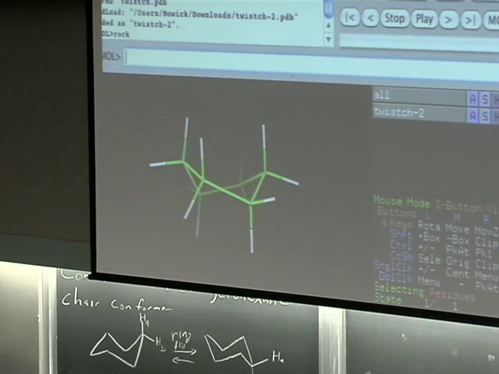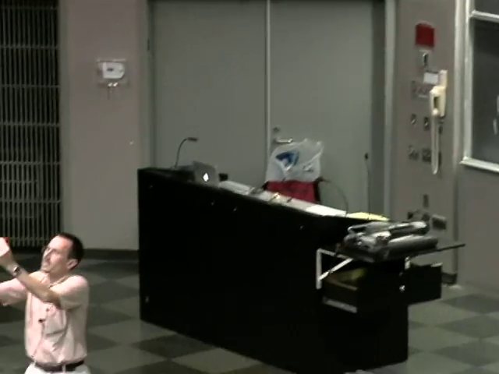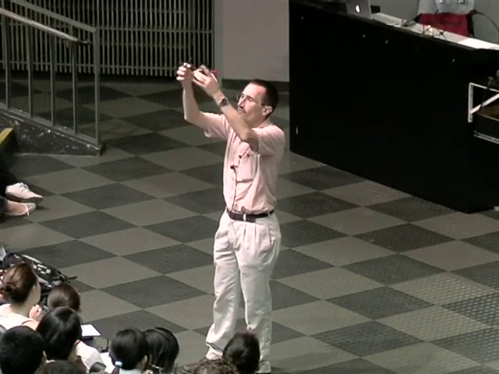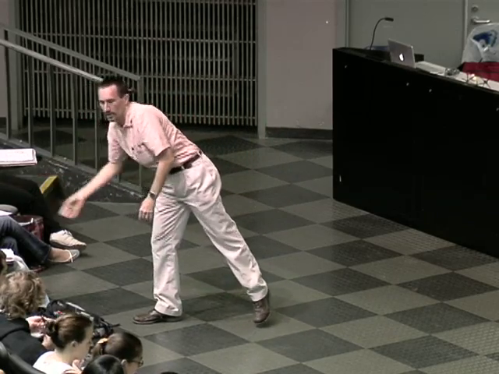That's a twist boat. So yeah, this is a boat. And the really bad thing about a boat is you have eclipsing interactions. Remember those eclipsing interactions in ethane that were really bad where the H's line up? So you've got hydrogens banging into each other at the 1 and 4 positions across the top of the boat. And you have these eclipsing interactions. If you just distort it a little bit, just twist it a little bit, now you have your twist boat. Yes?